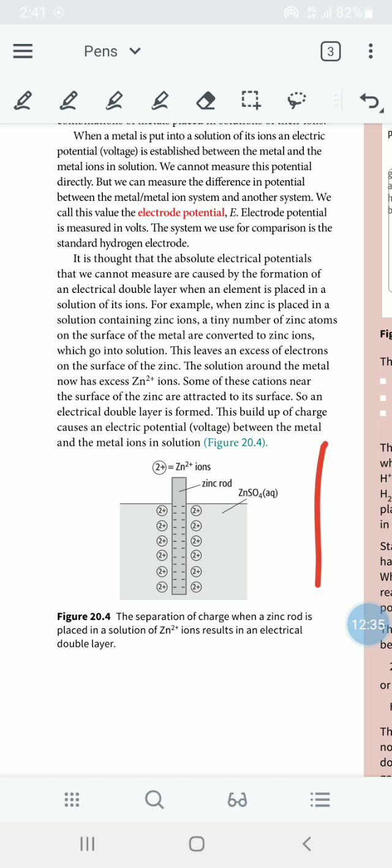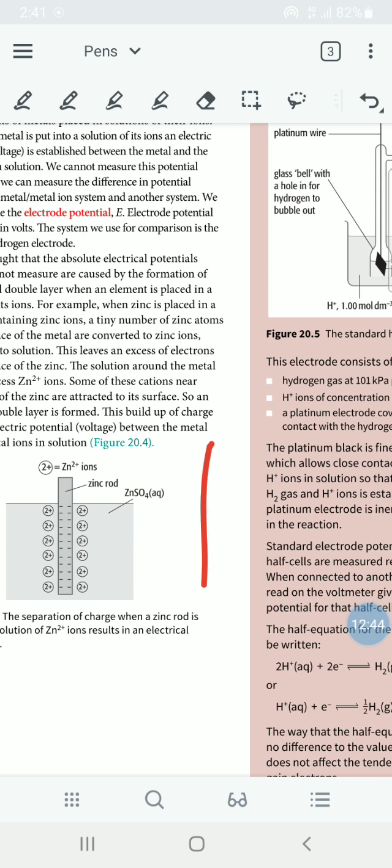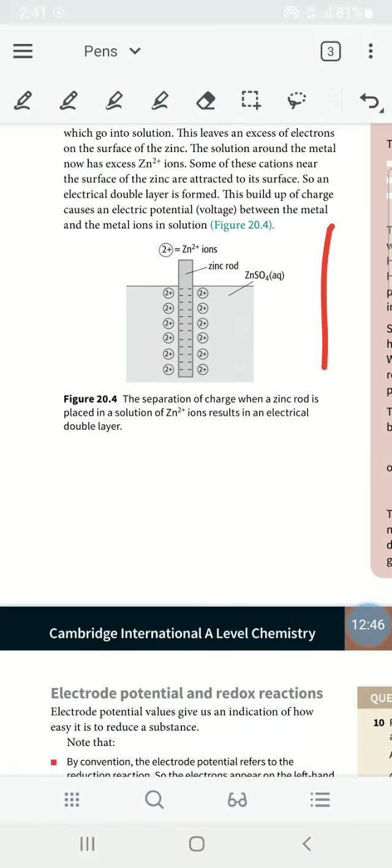Please draw this separation of charges diagram, this figure 20.4. You will understand it better. If you have any further questions, please raise them.